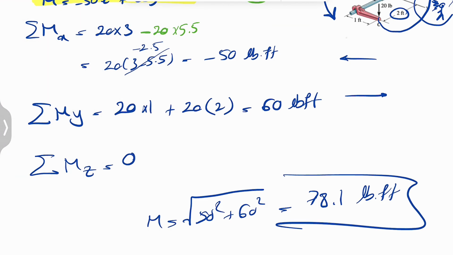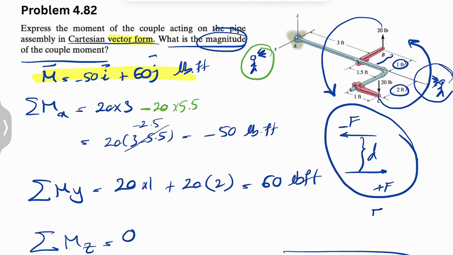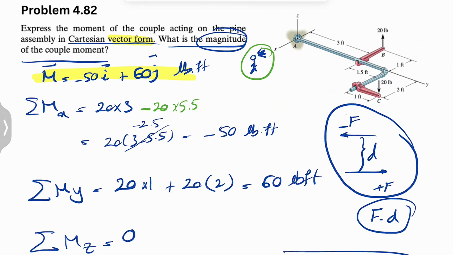There is another way to find the magnitude of the moment. If you remember in the 2D question, let's say we have these two forces, positive, and the distance is d. The couple of these two was simply F times d. We can use the same logic here too, but what we need to figure out is this distance, the d that we are looking for.